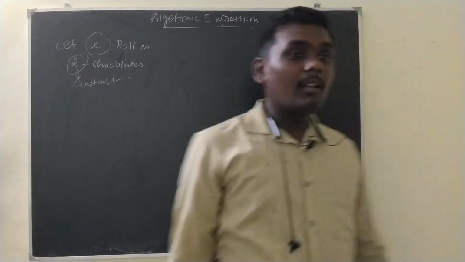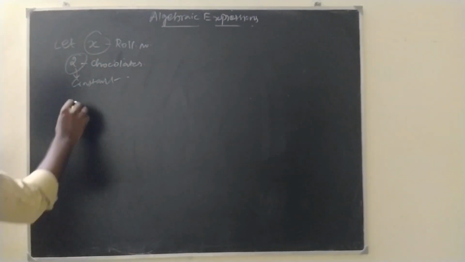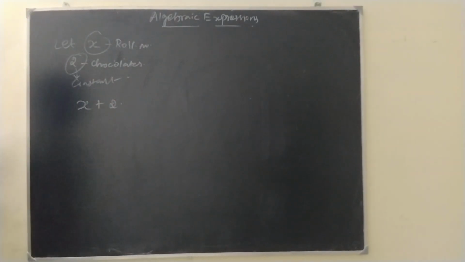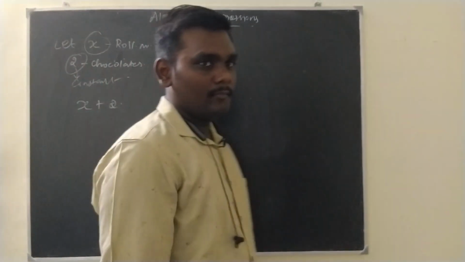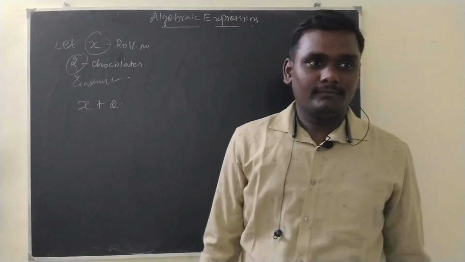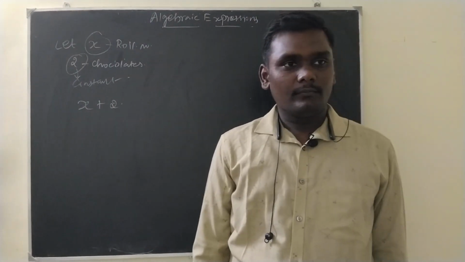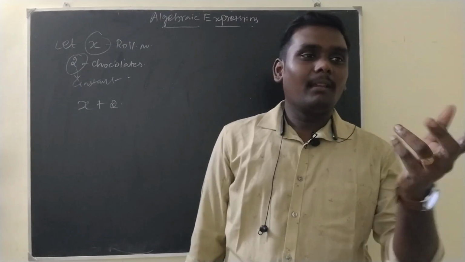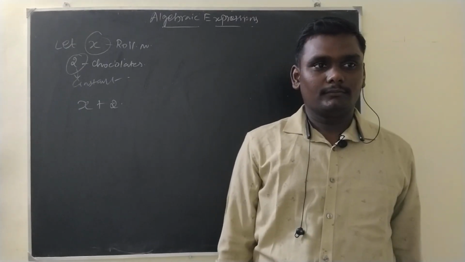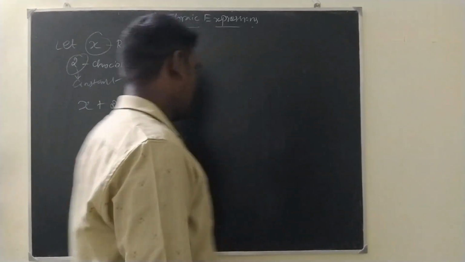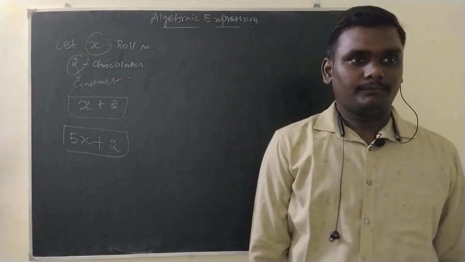So how will you represent the situation? The chocolates each person will get is x plus 2. We are expressing things. Likewise, 2 more than 5 times your roll number: 2 more than means plus 2, 5 times your roll number, 5x. These kinds of expressions are called algebraic expressions.